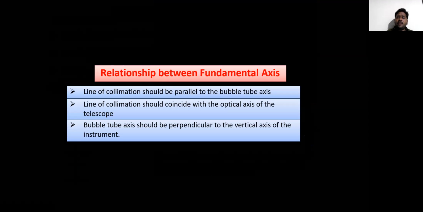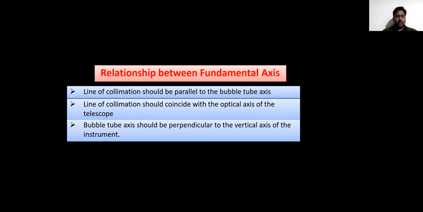The relation between fundamental axes. The line of collimation should be parallel to the bubble axis, and the line of collimation should coincide with the optical axis of the telescope. The bubble tube axis should be perpendicular to the vertical axis of the instrument. These all are more important.